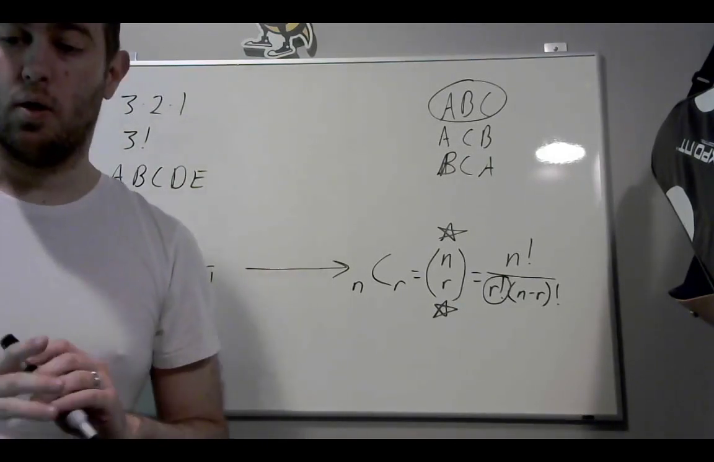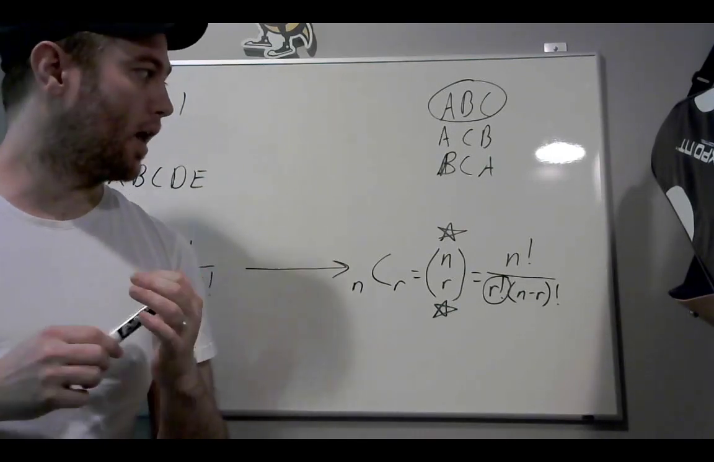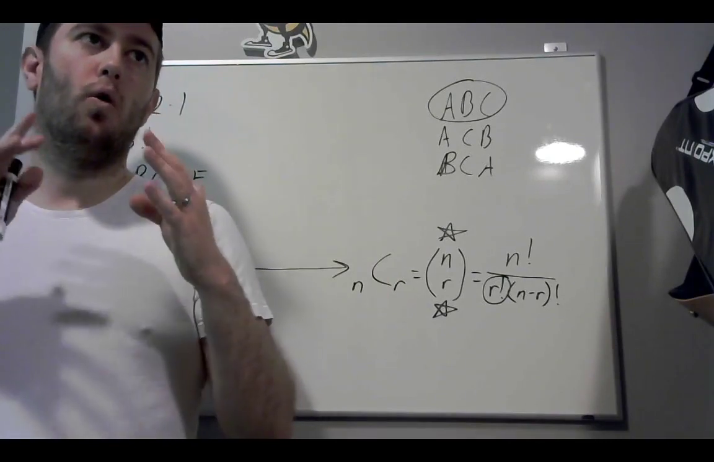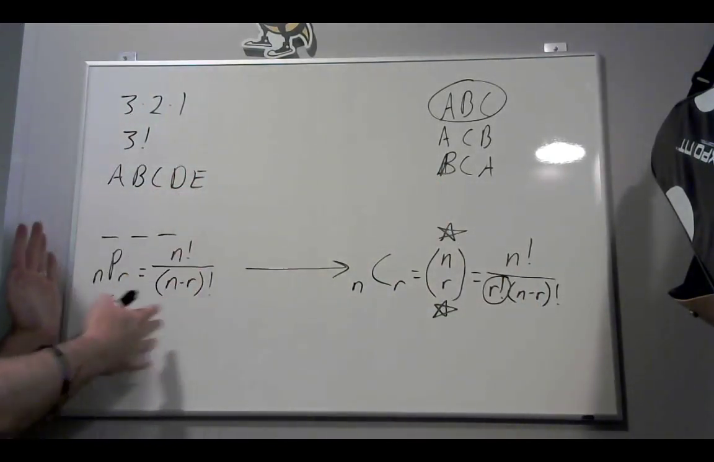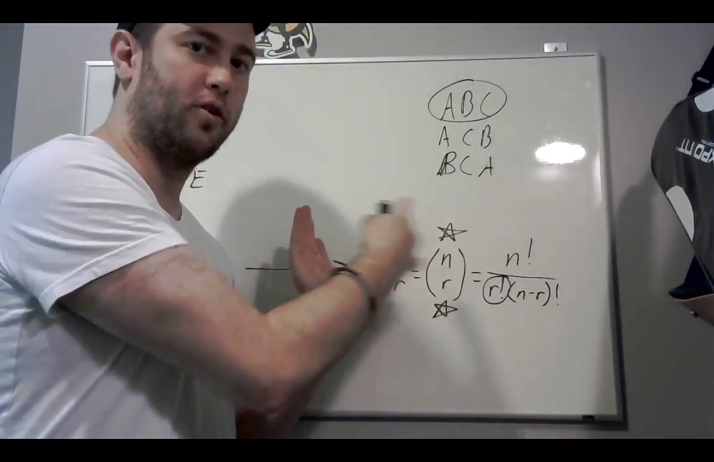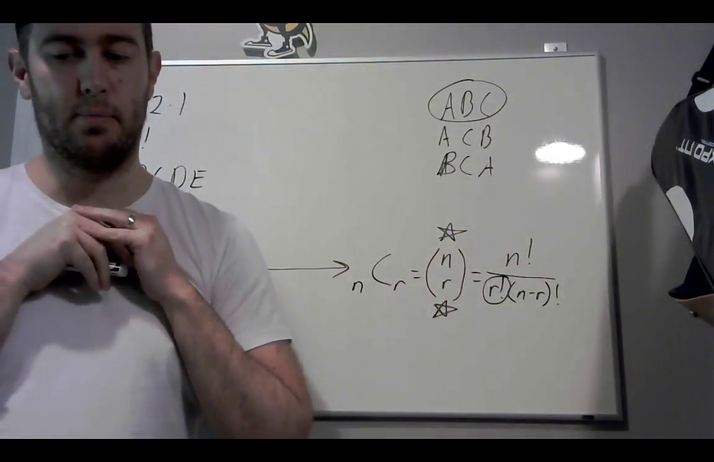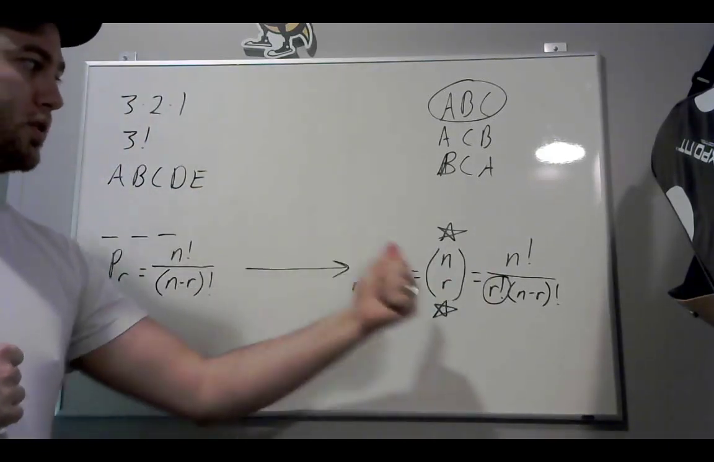Alright, so we're going to do a couple examples. A lot of the times with the examples, you need to figure out which of the two you're talking about. Are you talking about permutations where the order mattered, or are you talking about combinations where the order does not matter? So let's look at a couple of the examples from the slides and figure out first which of the two we're talking about.